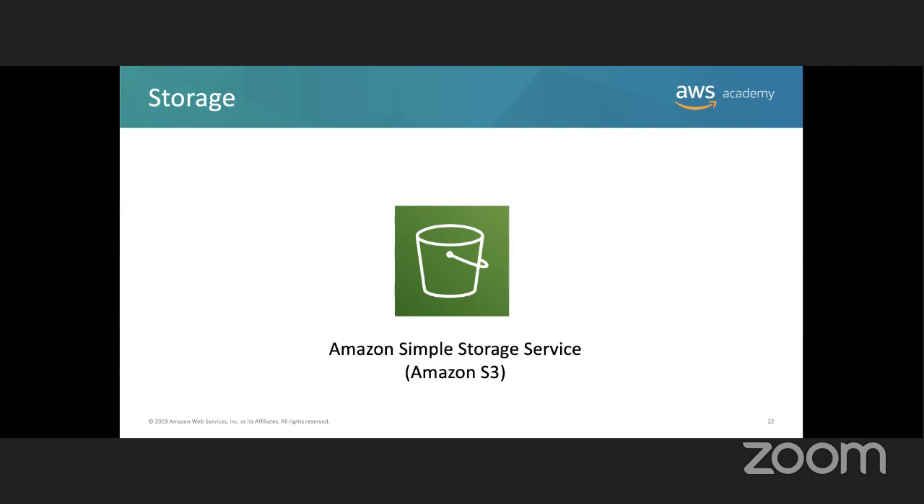It's an object level storage. Don't forget that. EBS is a block storage. This one is an object storage. Whatever you put inside an S3 bucket is an object. It means that if you want to change a part of a file, you will have to update the entire file.